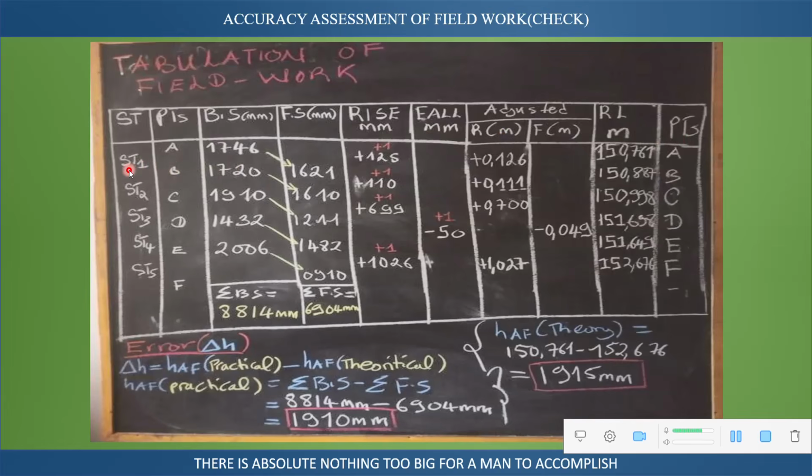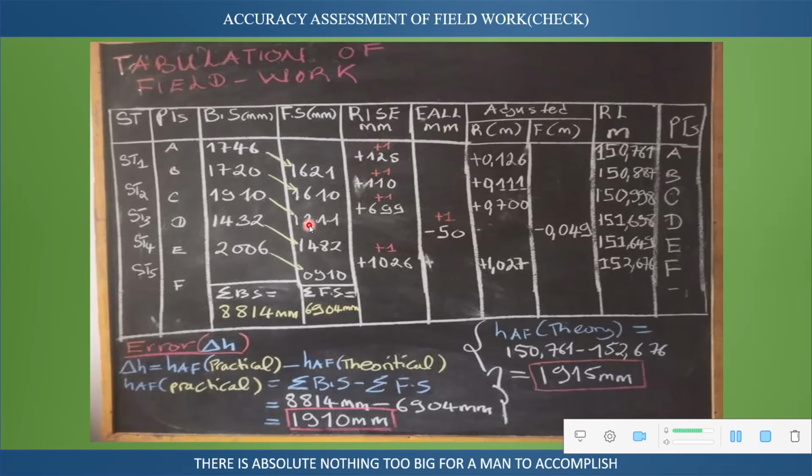Now you're going to notice that with station, the first position was ST1 between A and B, and we have ST2, and these were the readings we took, the backsight reading, the foresight reading. After that, we did a summation of the backsight. It gave us 8,814. We did a summation of the foresight, 6,904.